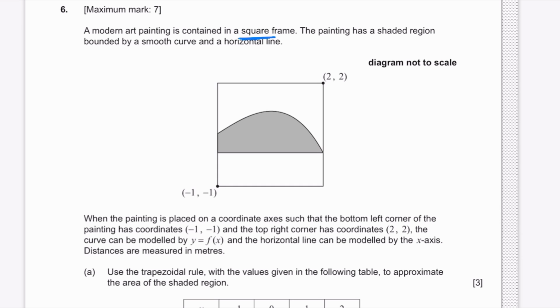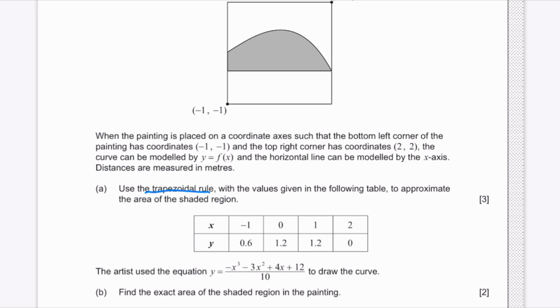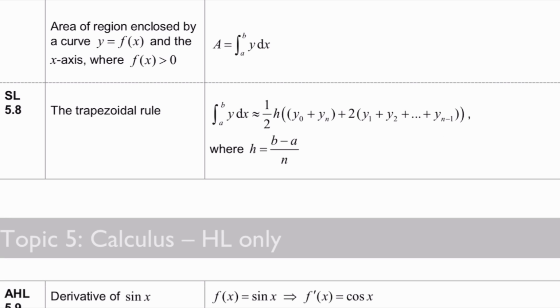Use the trapezoidal rule. So ding, ding, ding, we found it. This is basically the concept they're going to be testing us on in this question. It's the trapezoidal rule, with the values given in the following table to approximate the area of the shaded region. Okay, so very clearly, this problem is on the trapezoidal rule, which means that at this point, you're going to go to your formula booklet. You're going to go to topic 5. Remember that your formula booklet is organized by topics, and calculus is topic 5.